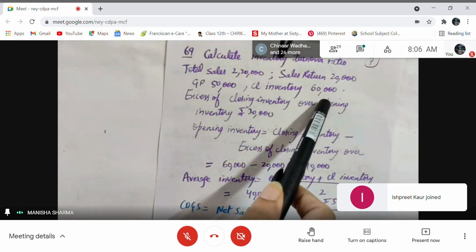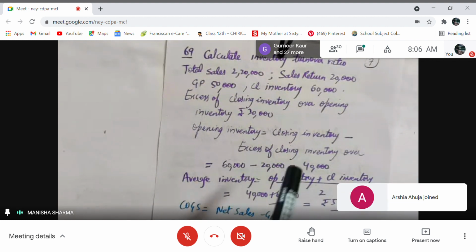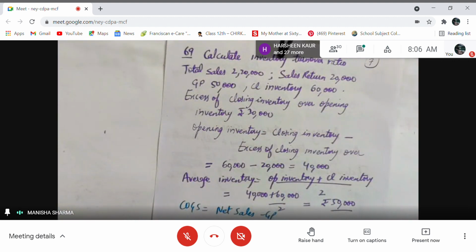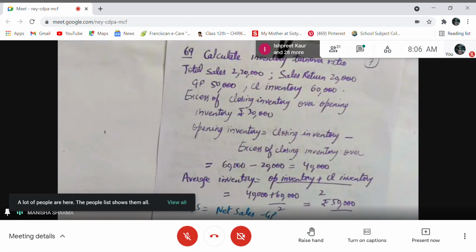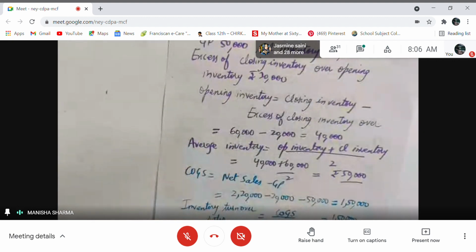So if I subtract the excess, that is 20,000, from 60,000, 40,000 will be the opening inventory. So opening inventory is 40,000. It's not difficult, you only have to understand what is given in the statement. Since closing inventory is 20,000 more than opening, the opening will be 20,000 less than the closing. So we have opening as 40,000, closing as 60,000. 40 plus 60 divided by 2, we get average inventory as 50,000, right?